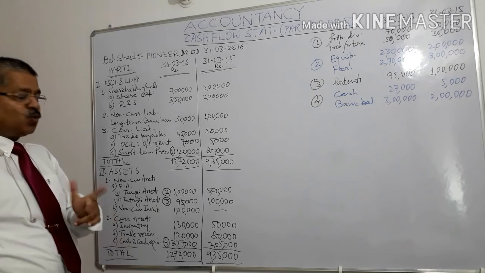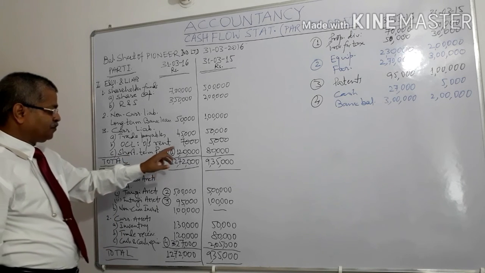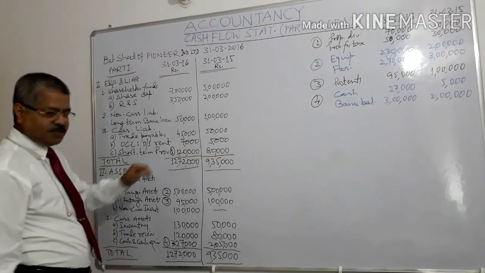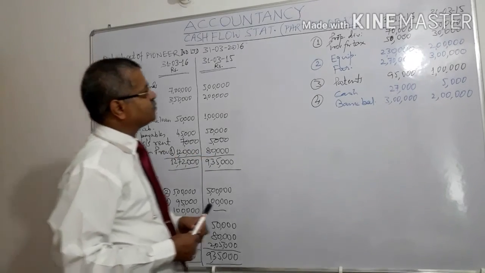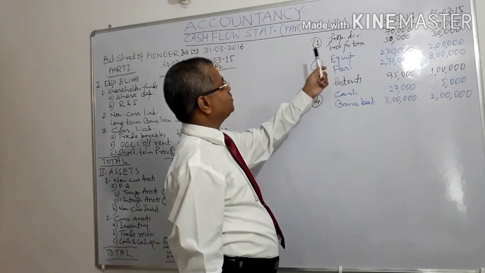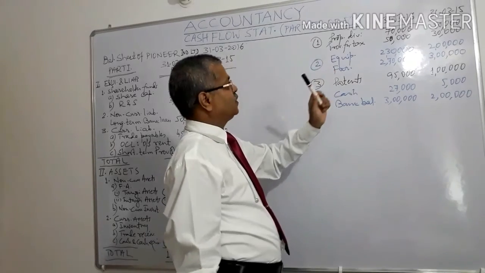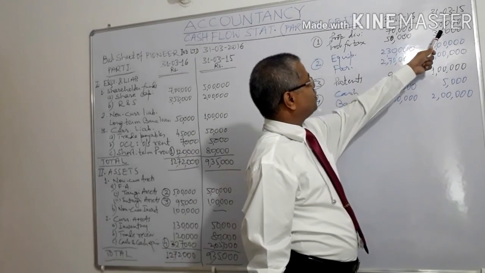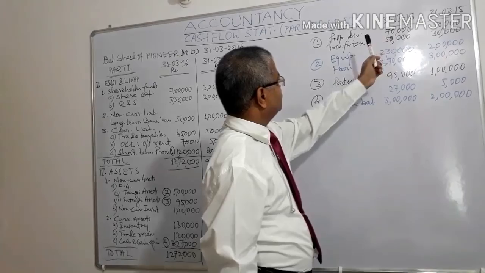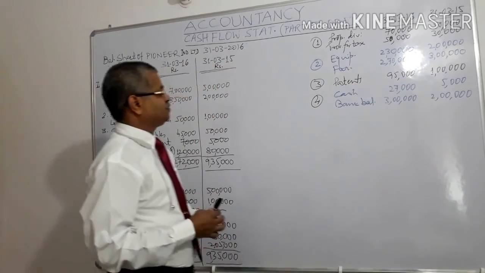Right? There are 4 notes. First note is in respect of short-term provisions, which has increased from 80,000 to 120,000. Short-term provisions constitutes of 2 items: proposed dividend and provision for taxes. Proposed dividend has increased from 50,000 to 70,000. Provision for taxes has increased from 30,000 to 50,000.